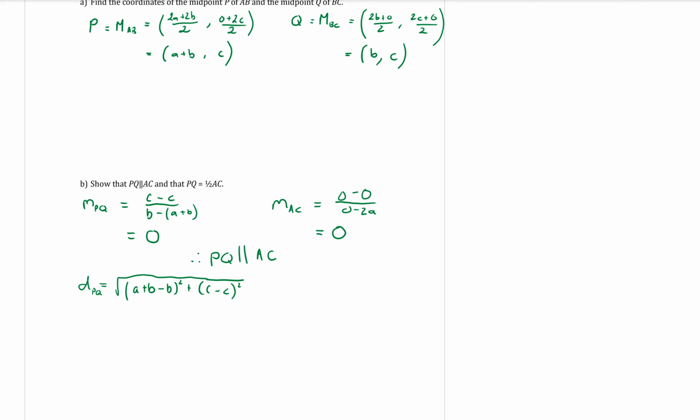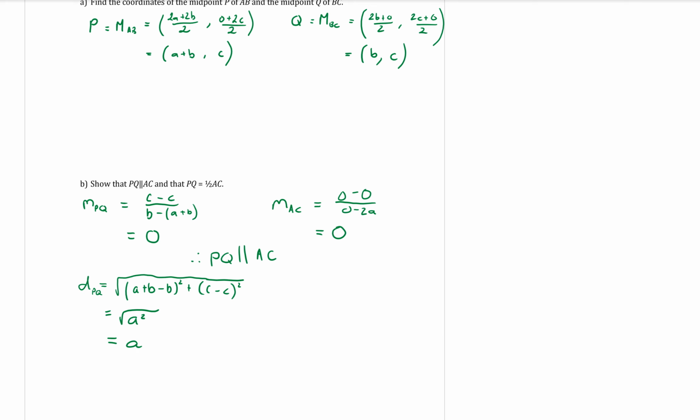So in here, a plus b minus b, the b's will cancel out, and I have just got a in that bracket, and that's squared, so that's a squared. The second bracket, c minus c, is 0. 0 squared is still 0, so that's all I've got. I've got the square root of a squared, but a square root undoes a squared, so that is just equal to a. Comes out nicely, doesn't it? Let's see if the other one comes out nicely as well.